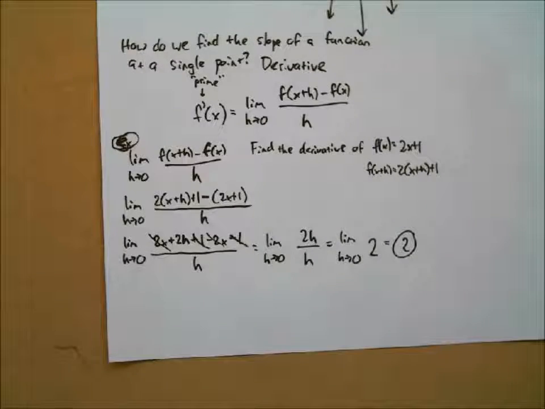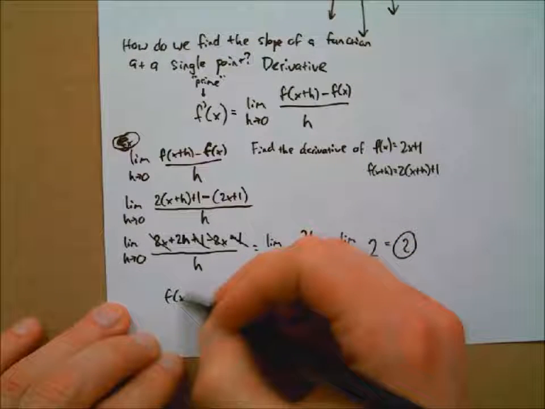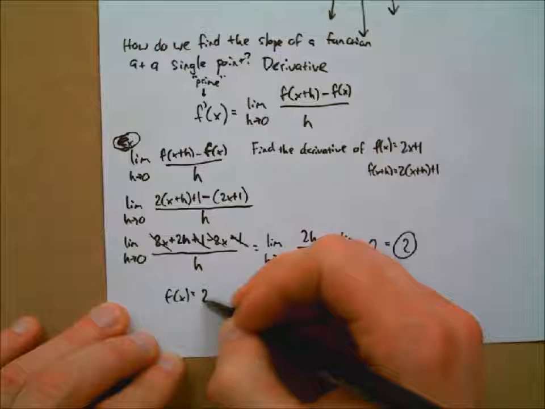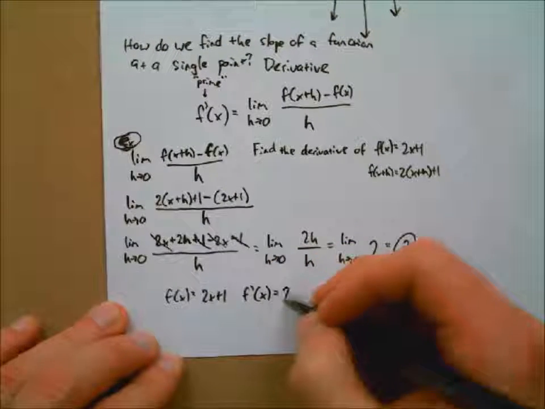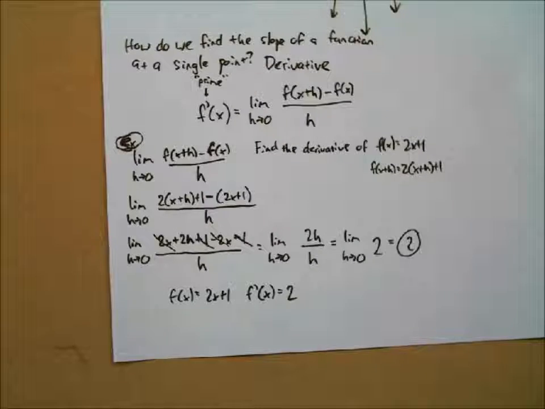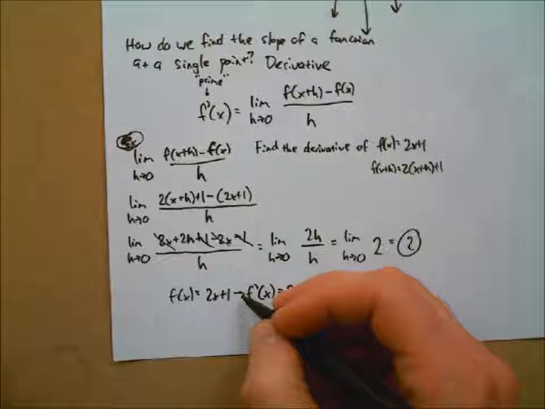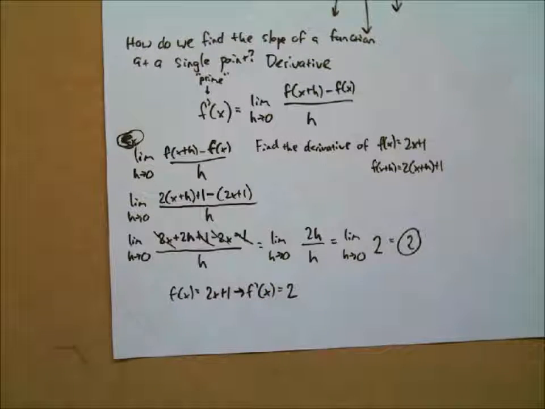Before I do that though, any questions on this? Okay. So again, the derivative we get here, you could also alternatively say f of x equal to 2x plus 1, f prime of x then is equal to just 2. Okay, taking the derivative there, we get f prime of x equals 2. Questions on any of that?